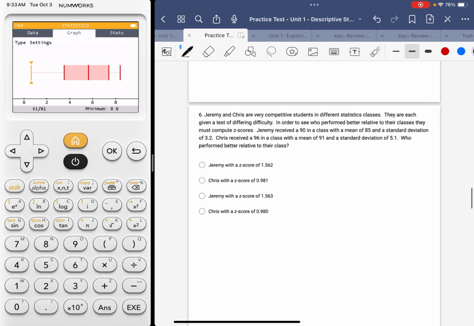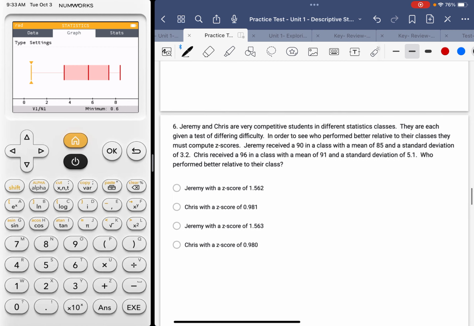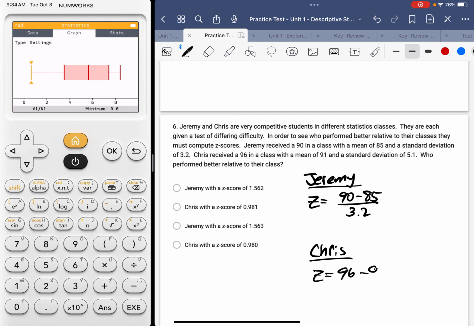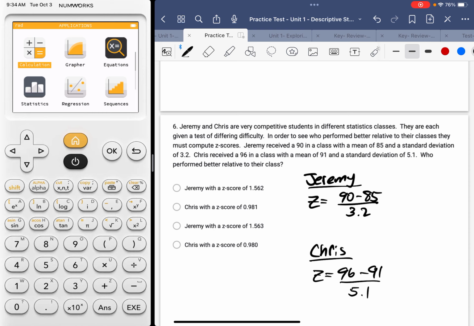All right. Who performed better relative to their class? We got Jeremy. And we have Chris. All right, so Jeremy got a 90, but the class average is 85 and a standard deviation of 3.2. Chris got a 96. Class average was 91, standard deviation of 5.1. All right, so this is just rote calculation.